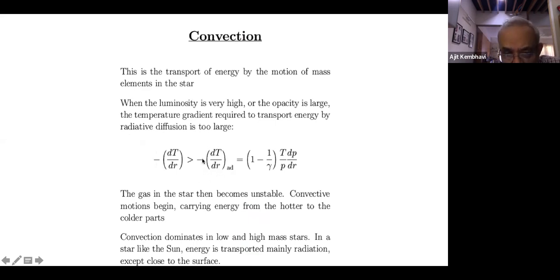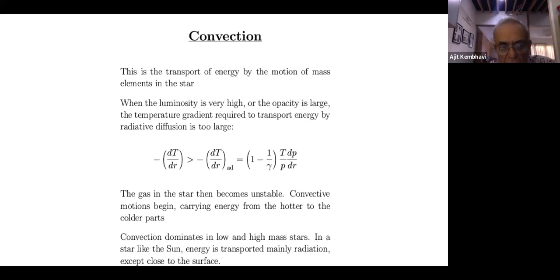If that is greater than the quantity known as the adiabatic temperature gradient, which is equal to 1 minus 1 upon gamma, where gamma is the adiabatic constant, for example P goes as K rho to the gamma, and gamma is 5 by 3, 4 by 3, and so on, times T by P into dP by dr. So at any point in the star, you look at the temperature gradient, and if it exceeds this quantity, then the material of the star becomes unstable to convection, meaning that small little bits of the material start moving up and down, because there is instability.